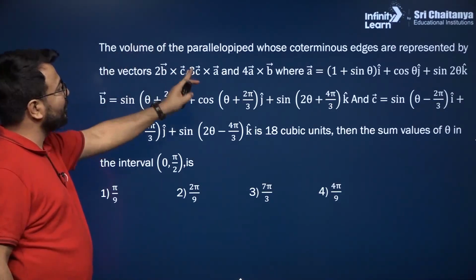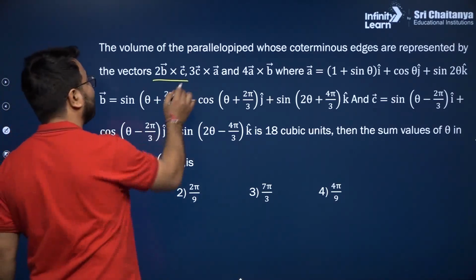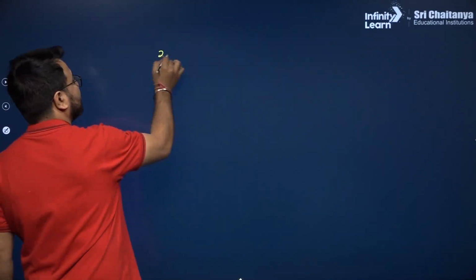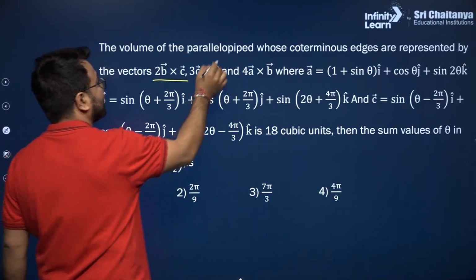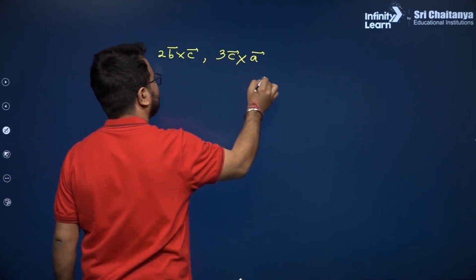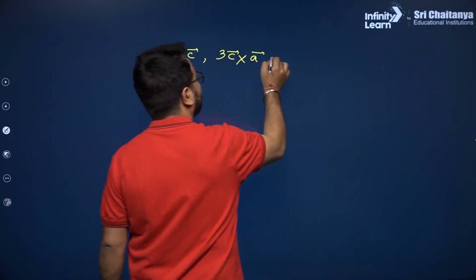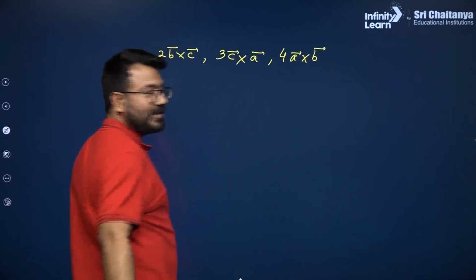So the volume of the parallelepiped whose coterminous edges are given to you: twice of b cross c, okay? So the first one is twice of b cross c. The second edge, thrice of c cross a. The third edge, 4 times a cross b. So these are the edges given to you.